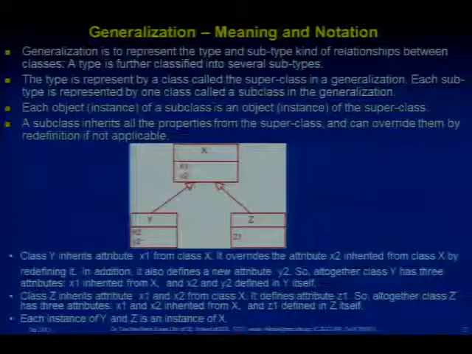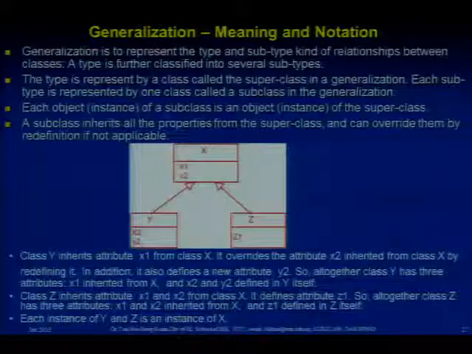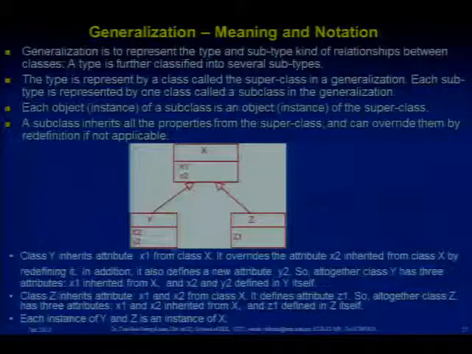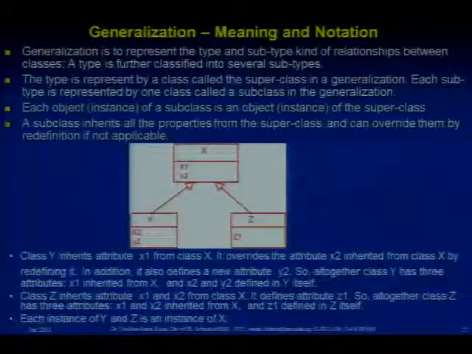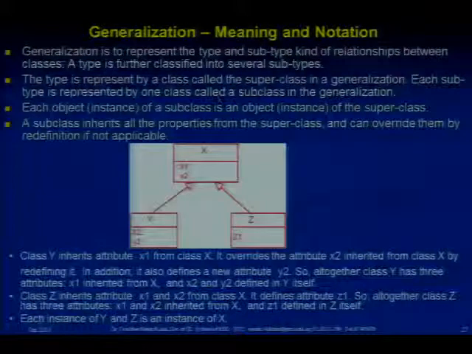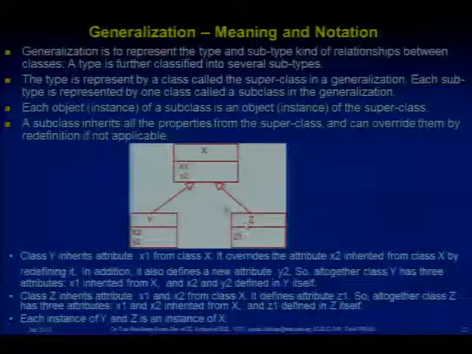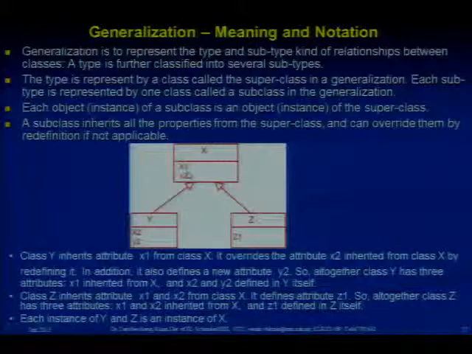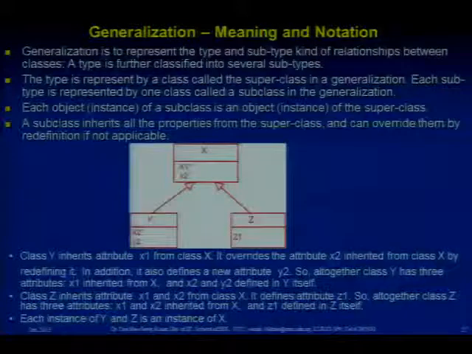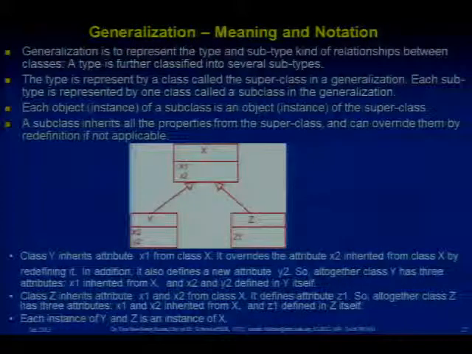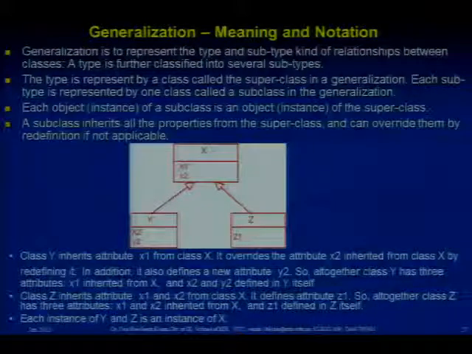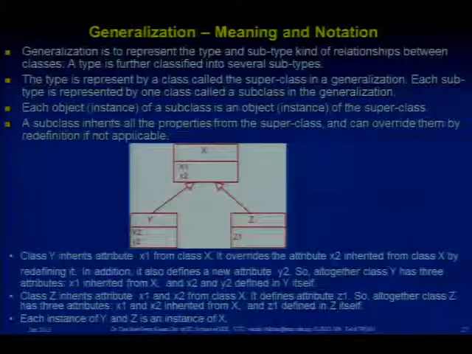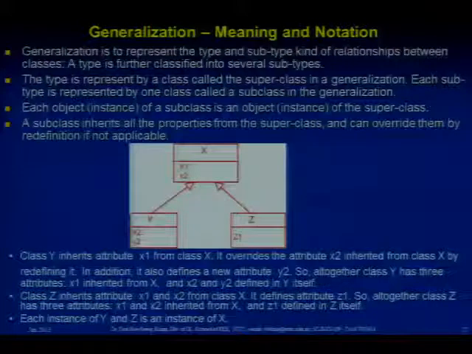Since this is a type and subtype kind of representation, each object of Y is definitely an instance of X, and each object of Z is also an instance of X. So in the generalization, an instance of any of the subclasses is definitely an instance of the superclass, because anything that belongs to the subtype definitely also belongs to the supertype, the general type.